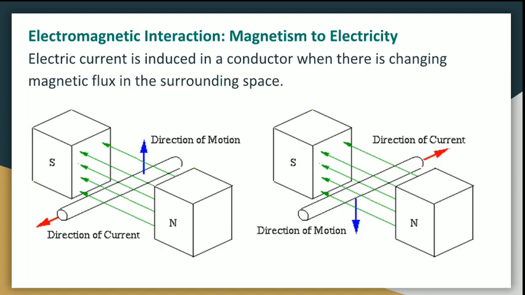Electromagnetic interaction, or magnetism to electricity. Electric current is induced in a conductor when there is changing magnetic flux in the surrounding space. The diagram shows that the direction of current is always opposite to the direction of motion.